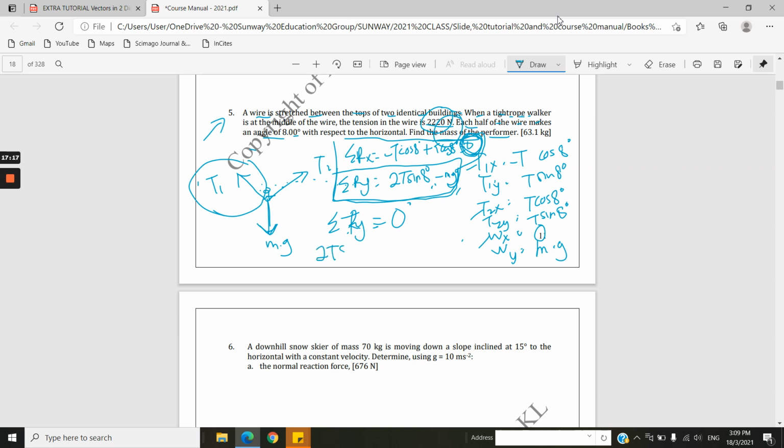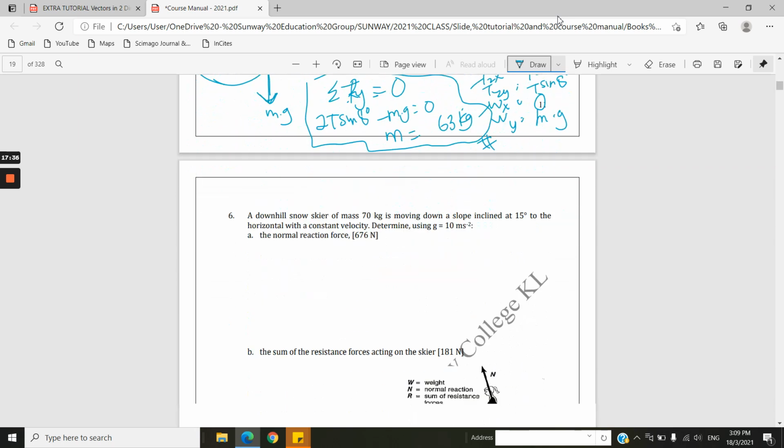So you got 2T sine 8 degrees minus mg equal to 0. At the end, you can find your m from here. Your m will be 63 kg. You use gravity 9.8. Okay, so this is how to solve the force problem.